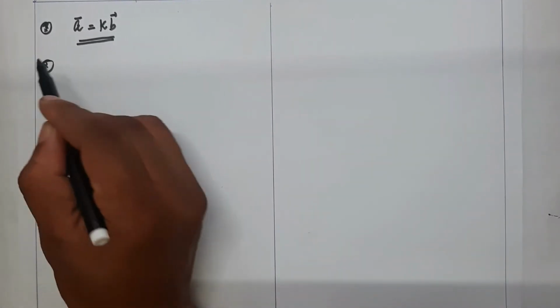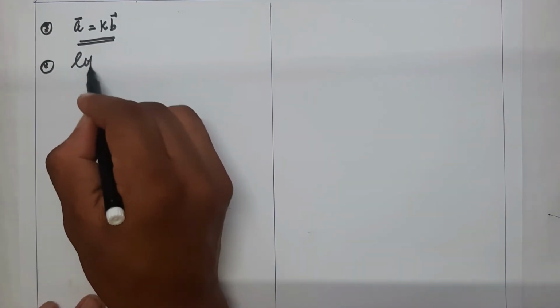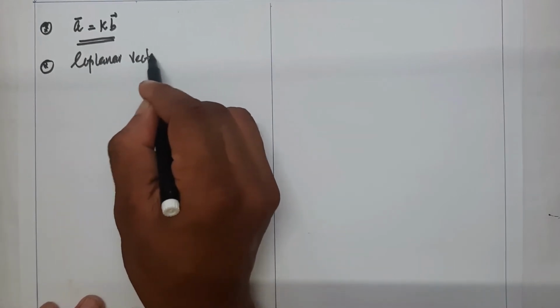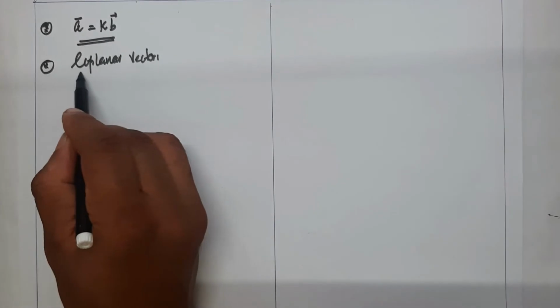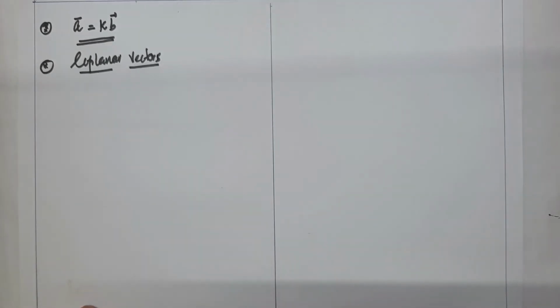Then coplanar vectors. Two or more vectors lying in the same plane are said to be coplanar vectors. Two or more vectors lying in the same plane are called coplanar vectors.